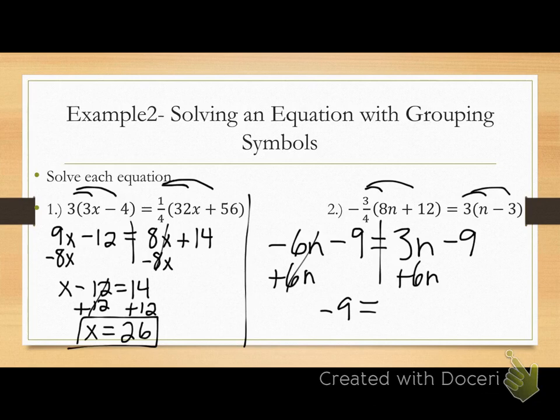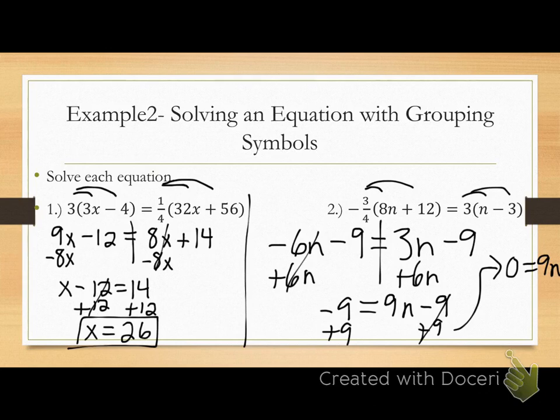3n plus 6n gives me 9n. Got a lot of 9s in this part of the equation. So I got all my variables to the right-hand side of the equation. Now what do I need to do? Add 9 to both sides. I got to get my constants to the other side of the equation. Negative 9 plus 9 gives me what? 0.